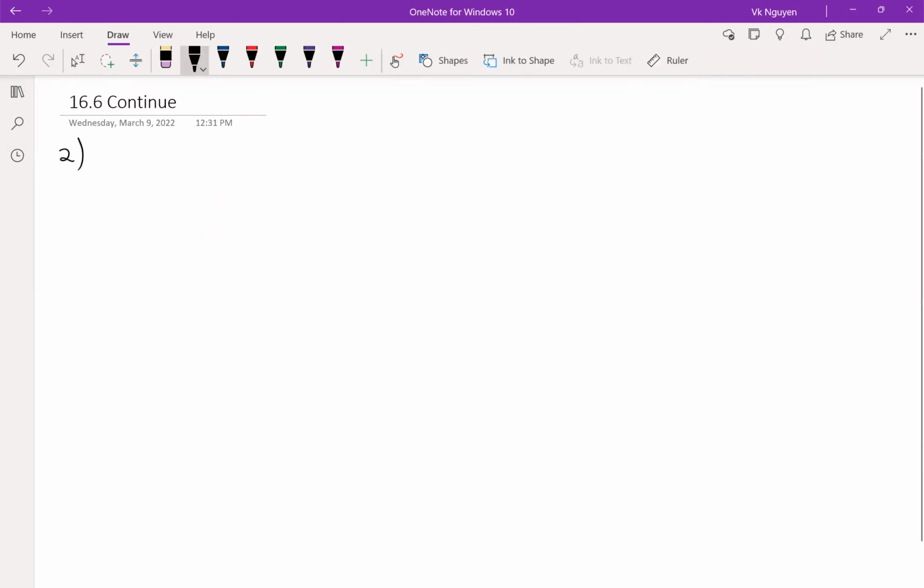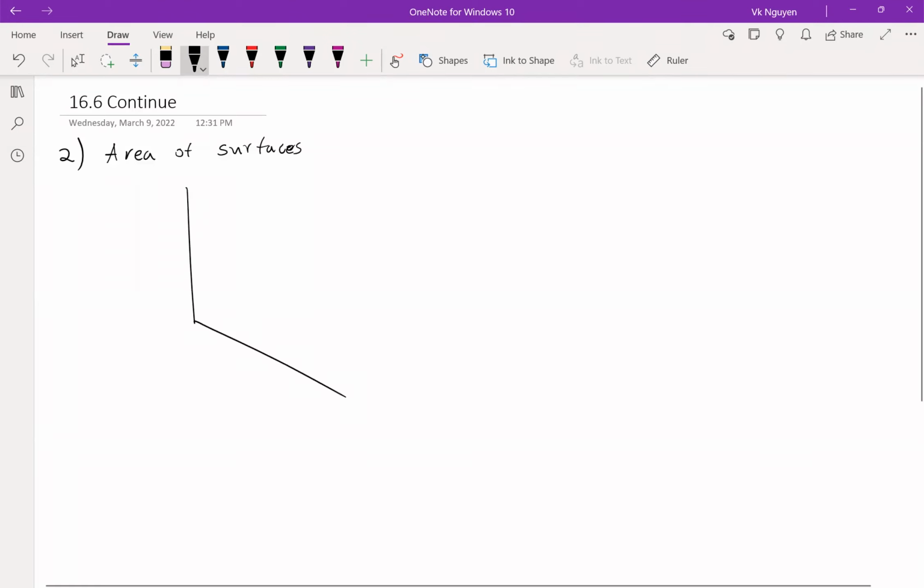Area of surfaces. Okay, so let's sketch our surface here. And I'm gonna look at how we compute the area.